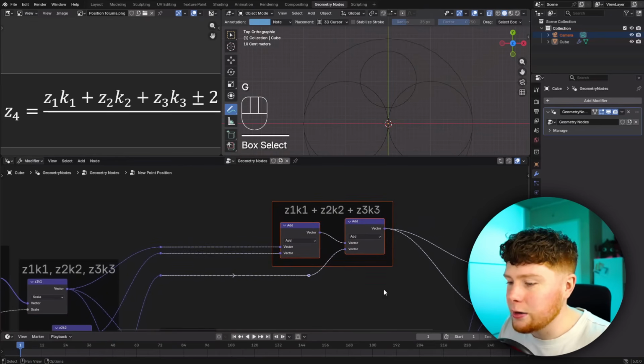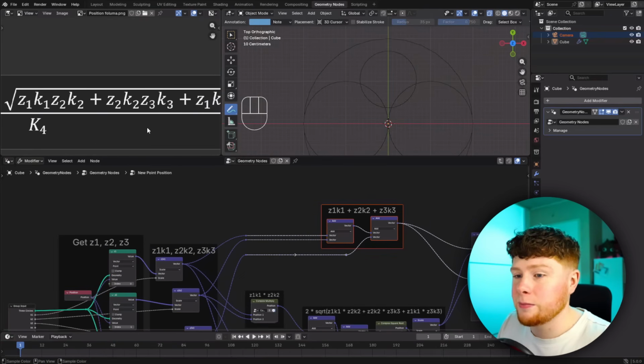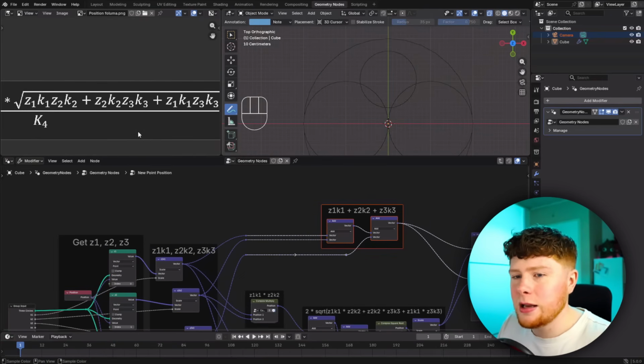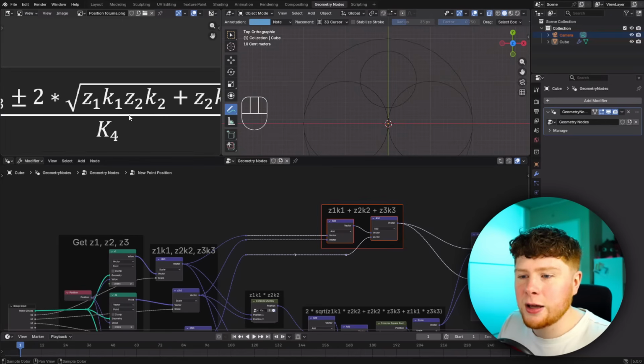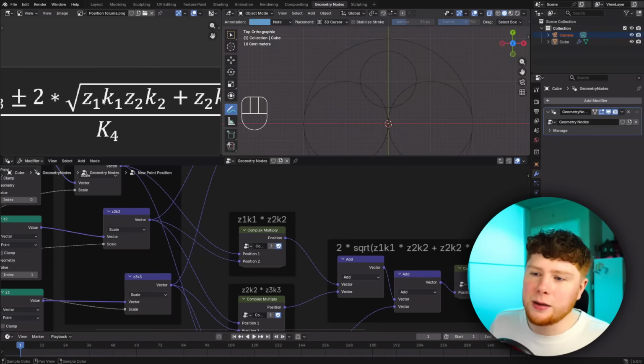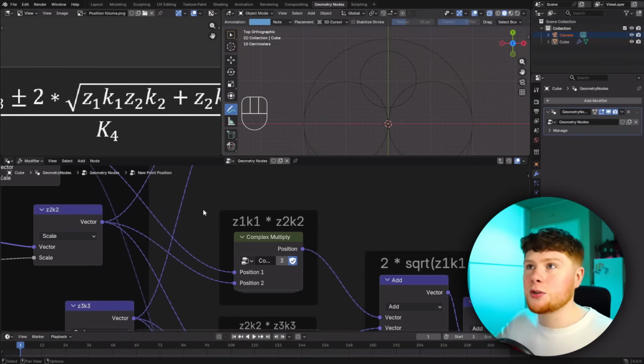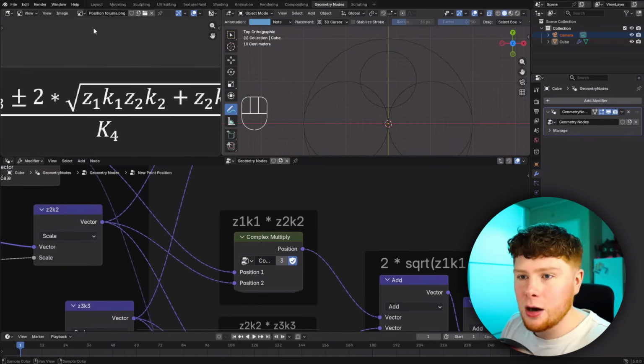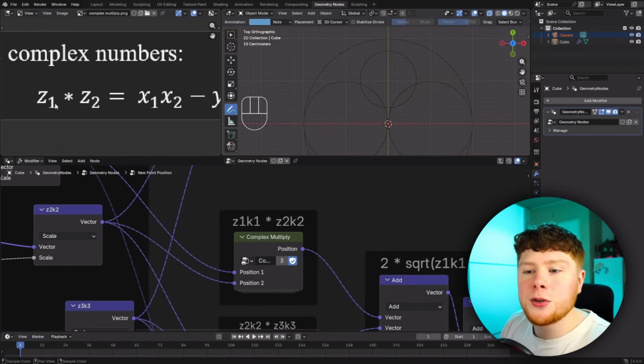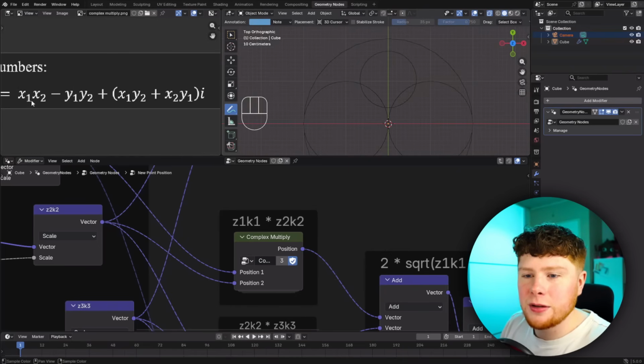And that I do over here. Okay, then we get to the second part of this formula, which gets a little bit more complicated. Because over here, we are multiplying two complex numbers with each other. And multiplying two complex numbers goes a little bit different. It's not just X times X and Y times Y. No, it goes a little bit different. It goes like this. So if you have two complex numbers, you have to use this formula.